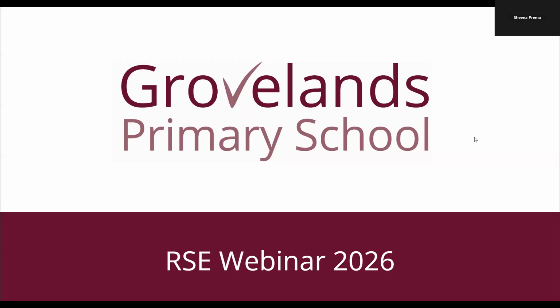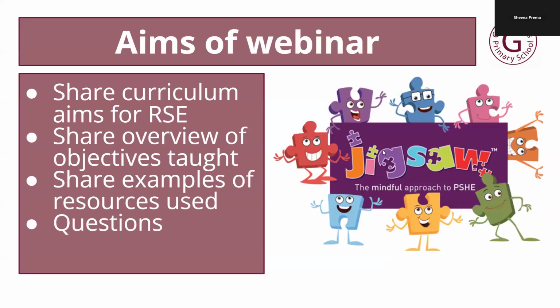So the aims of the webinar are as follows. We want to share the curriculum aims for RSE. RSE stands for Relationships and Sex Education. We want to share an overview of what we actually teach in year 5 and 6 so that you know precisely what they're going to learn, and share an example of the resources that are used so that you can see the types of images, diagrams, and text that are used alongside the teaching. And there's an opportunity for questions.